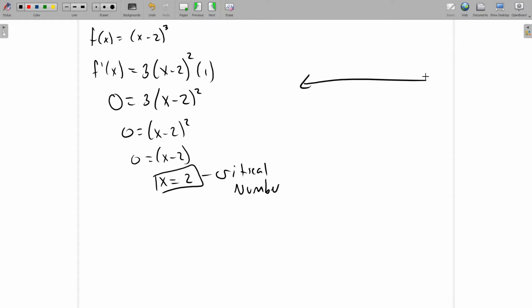So what we're going to do again is set up this number line so we can identify some test points. I can pick anything to the left. So I could pick 1. I could also pick 0. I could even pick negative 10 if I wanted to. And then I have to pick 1 to the right. So I'm just going to pick 3.